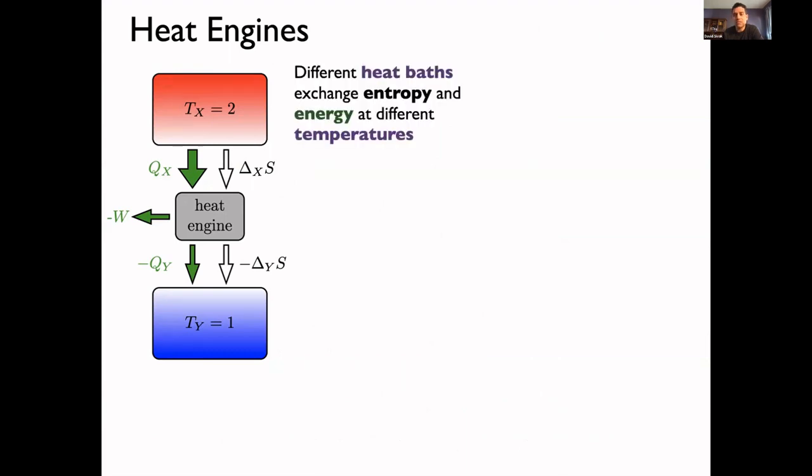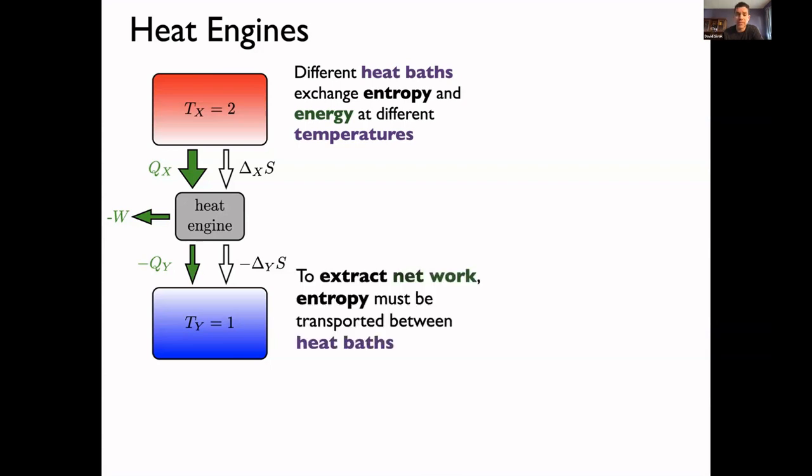And so the key point here is that different heat baths exchange entropy and energy at different temperatures. So they have different prices, if you will, for the energy in terms of the entropy that comes along. If you want to extract net work from a heat bath, you have to transport entropy between the different heat baths. If you don't do that, then you can't have any net output work.